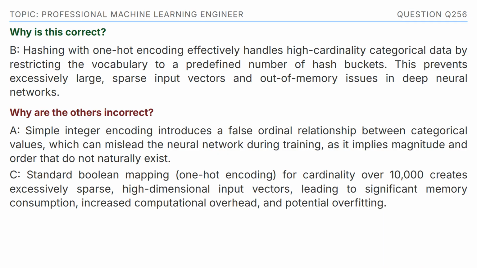Why are the others incorrect? A. Simple integer encoding introduces a false ordinal relationship between categorical values, which can mislead the neural network during training, as it implies magnitude and order that do not naturally exist.